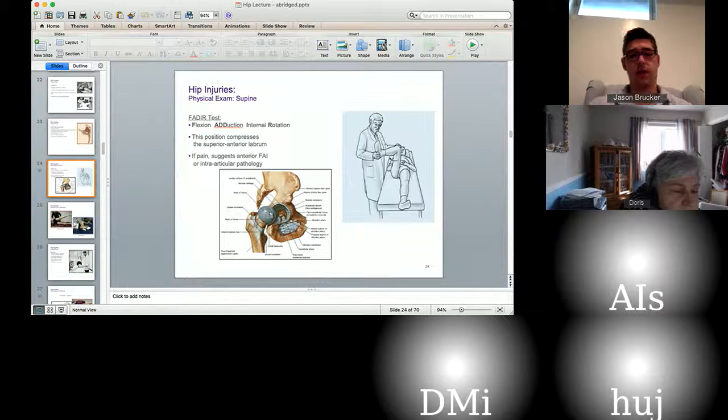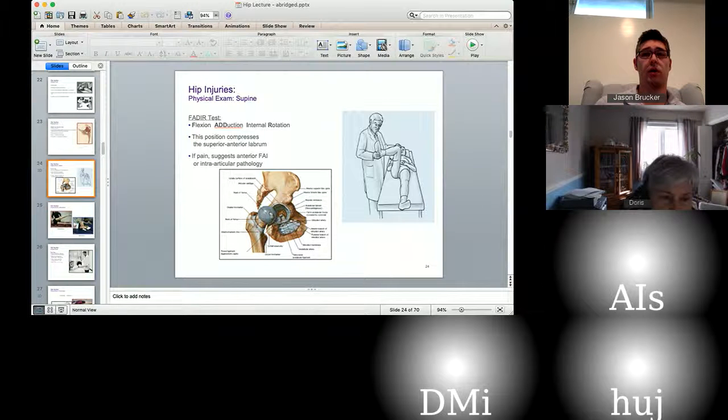A variant of this test is called Scour's test, where you're putting downward pressure along the axis to compress the hip, and that test will help elucidate if there is labrum pathology. And I'll tell you about the labrum in a second.